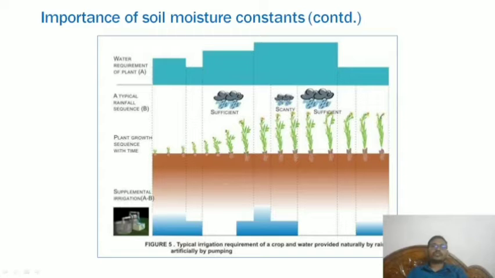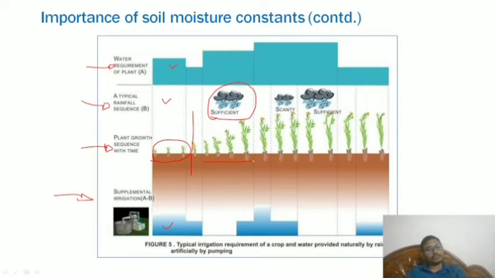Now, the importance of soil moisture constants. Now we can see here the water requirement for a plant. Here is a typical rainfall sequence, a plant growth sequence, and a supplement irrigation. Initially, there is no rainfall, and plant growth is at the initial stage, and the water requirement is this much, and we have to supplement this much. Next, here also we have given the same scenario, but here sufficient rainfall is there for that particular plant to grow.